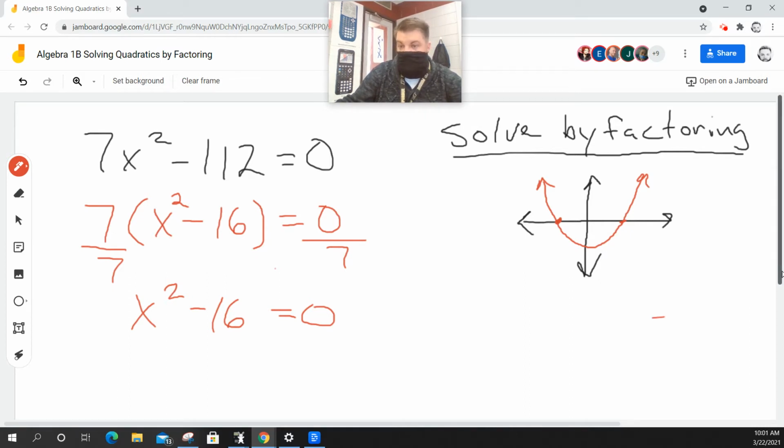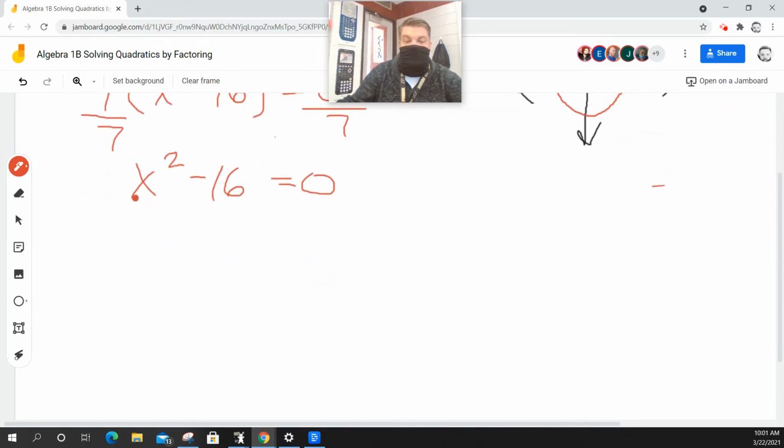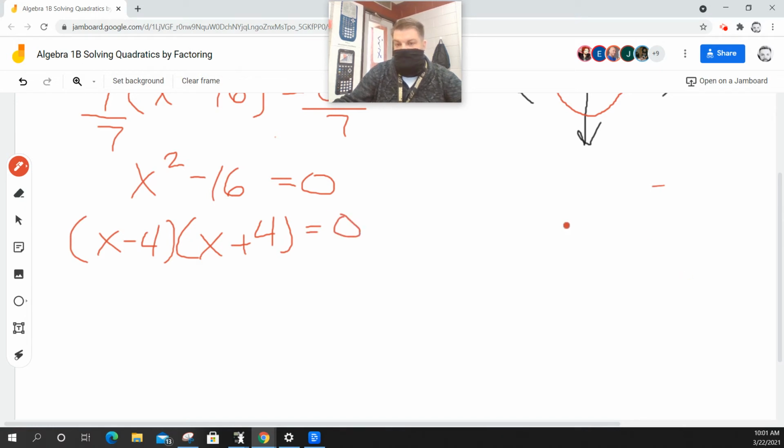So now I factored out the 7, got rid of it, and now I've got to do this. Now, I don't know if you guys remember this, but x squared is a square. Is 16 a perfect square? In other words, is there a number that I can multiply? Yeah, it's 4, right? Well, do you guys remember this pattern? This is called the difference of squares. So it'd be x minus 4 times x plus 4. And if you don't remember that, the difference of squares works when the middle terms cancel.